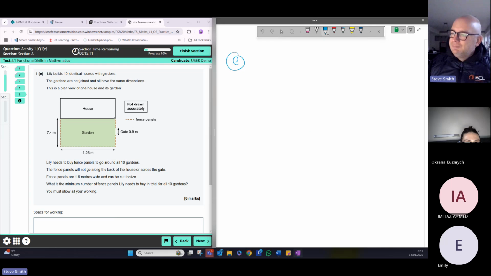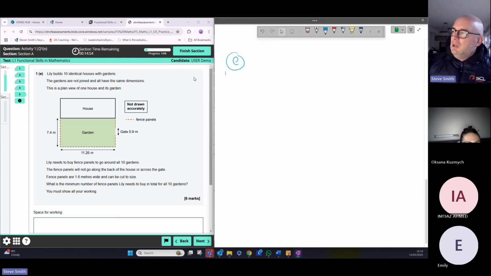Obviously, you won't be able to get out, would you? They will not go along the back of the house or across the gate. Fence panels are 1.6 meters wide and can be cut to size. What is the minimum number of panels Lily needs to buy for all 10 gardens?